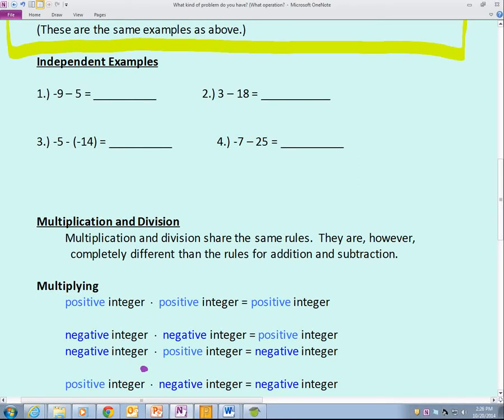Okay, independent examples. I'm going to give you 1 minute and 30 seconds to do a couple of these. If you can get all 4 done, that's great, but if not, that's all right. So go ahead and start. 1 minute and 30 seconds. You may begin. You guys remember that I called it the additive inverse. That's what it was when we had it last time.